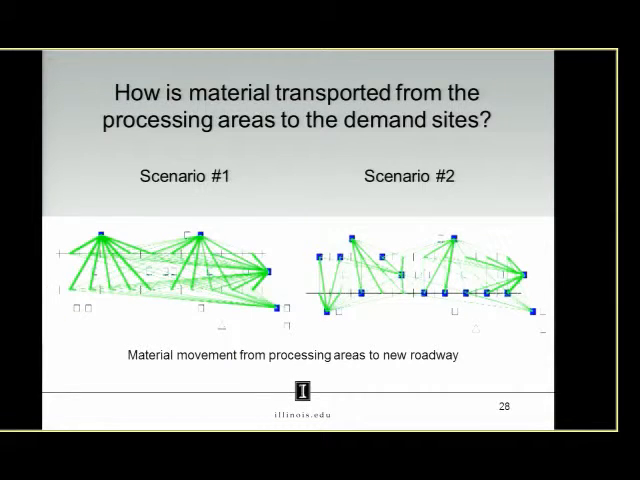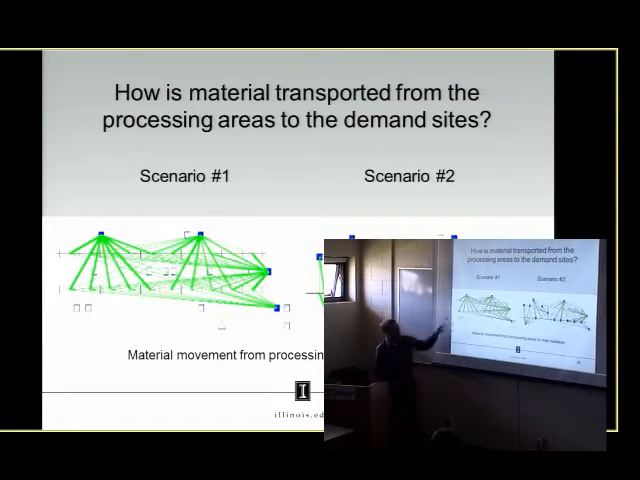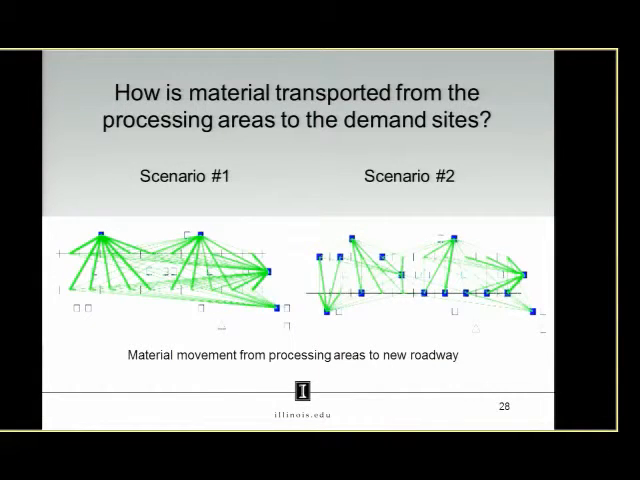So this is how material is moved from the processing area to the new roadway. As you can see in this model, a lot of material needed to be moved back because there were no in-place processing units. And additionally, there were some processing areas that were serving distances the whole way. So this is about 35 miles away. Whereas in our solution, each staging area is really locating on just the areas closest to them.